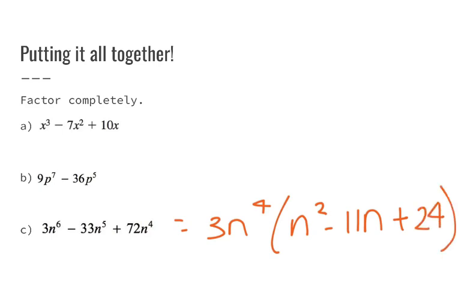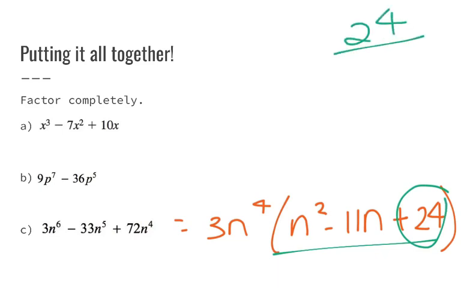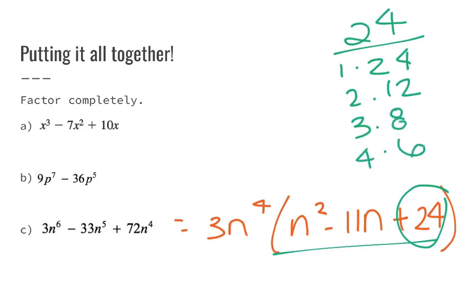Okay. And then when you look at just this part, this is a regular quadratic. So let's think of factors of 24. And I'm hoping I can find a pair that adds to get me to negative 11. So 1 times 24, 2 times 12, 3 times 8, and 4 times 6. All right, and then just glancing at it, it's sticking out to me here that 3 and 8 is going to be our answer because if you add those together, you get to 11.